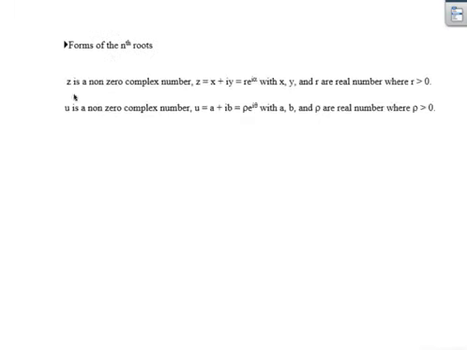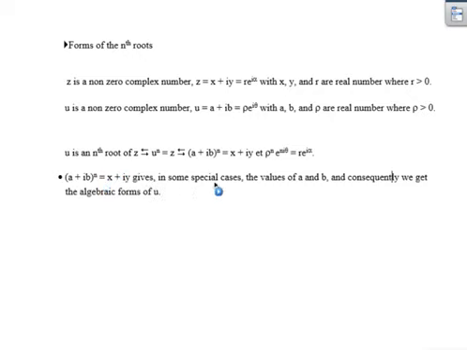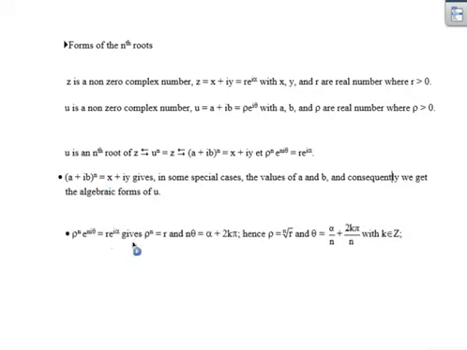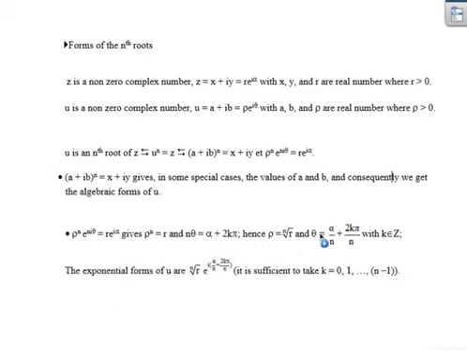Forms of the nth roots. If z is a non-zero complex number, algebraic form z equals x plus iy, u equals a plus ib. u is the nth root means u to the power n equals z. We get this equality. We replace it by exponential form. When we compare it, we get rho to the power n equal to r, and n theta equals alpha plus 2k pi, which leads to rho equals radical r of index n, and theta equals alpha over n plus 2k pi over n.